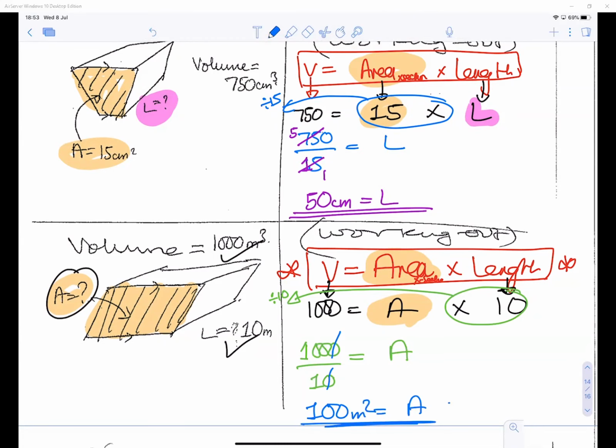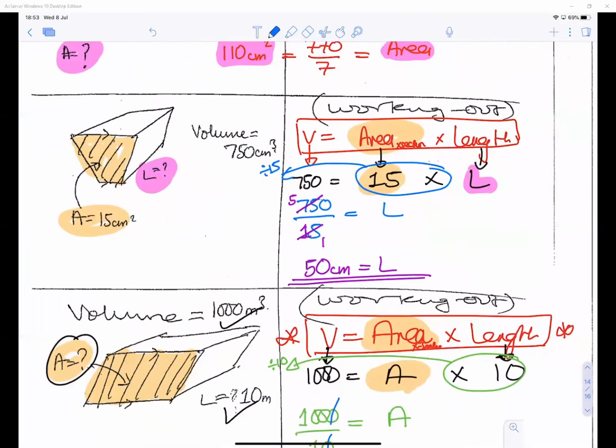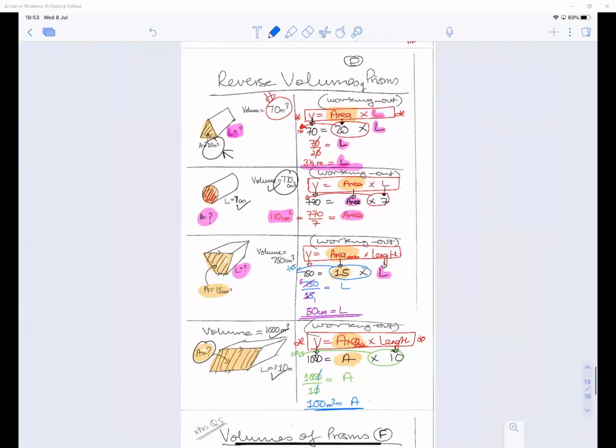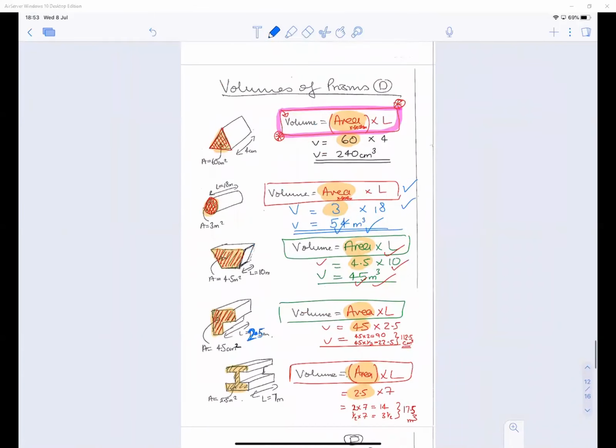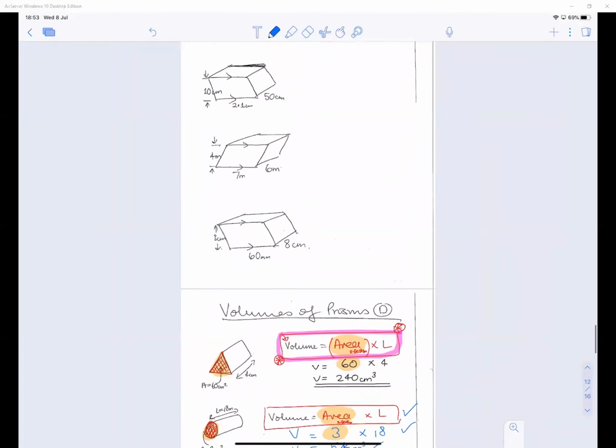Fantastic, lovely. Okay, folks, mashallah, you've done a lot of good work there. We've run slightly over today, because I think our revision part in the beginning took a bit more time. So we've done some nice questions on volumes.